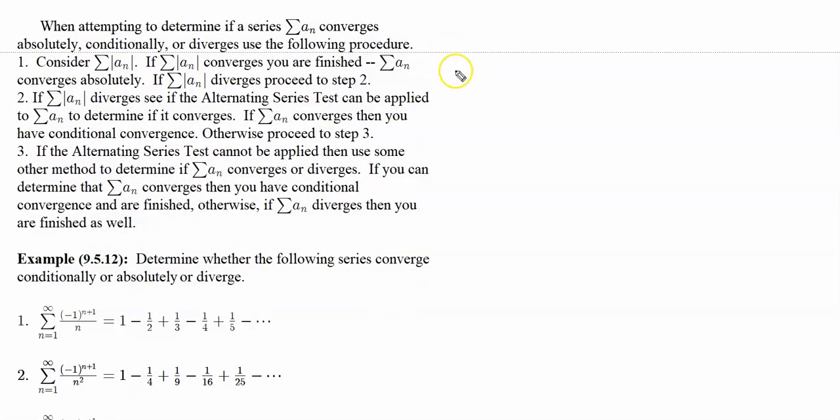Now, before we look at a few examples, please familiarize yourself with these guidelines for determining whether you have absolute convergence, conditional convergence, or divergence. Now, we're going to execute these guidelines in these examples, so please read through these before we go over these examples.